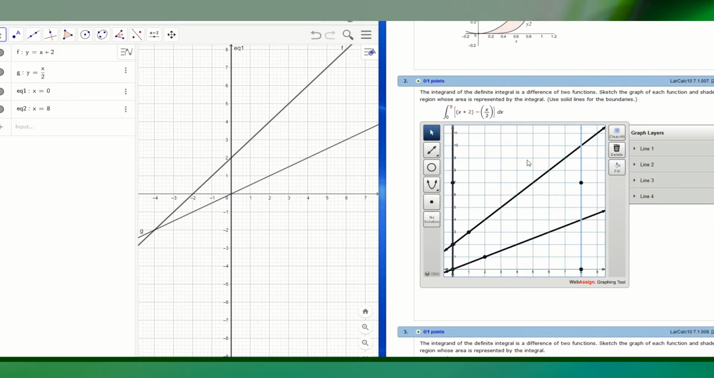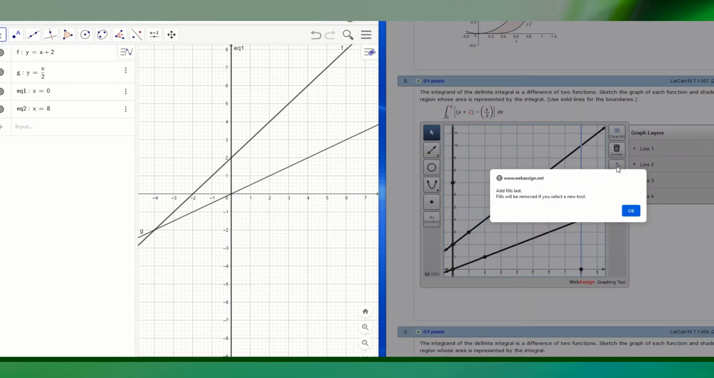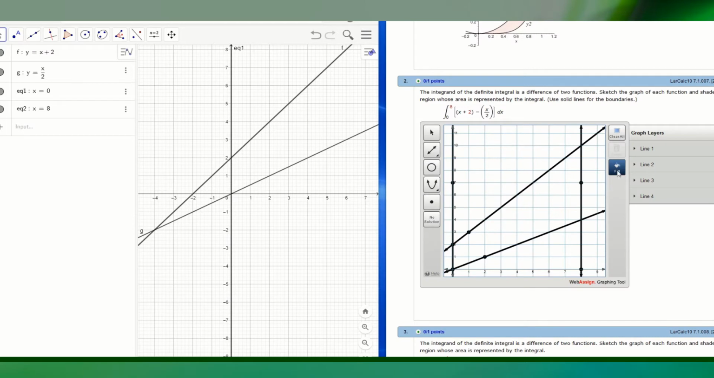I would like to fill this area. It says sketch the graph and shade the region. So when you have to shade the region, I have to fill the area between these 2 lines and x equal to 0, x equal to 8. So I'm going to press fill. It will say fill will be removed if you select a new tool. Okay, so I'm going to fill this. Which area am I going to fill? This part. See, that is created.